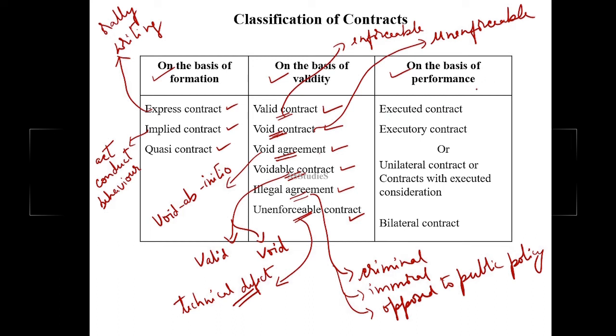Moving ahead, on the basis of performance, the contract can either be an executed contract or an executory contract. Now, an executed contract is a past contract. The parties to the contract have already performed their part of the obligations. Whereas, in case of an executory contract, it is futuristic in nature. That is, either one of the parties has already done his part of the job and only the other party is yet to perform, or both the parties are yet to perform their part of the obligation. In such cases, you call the contract an executory contract.